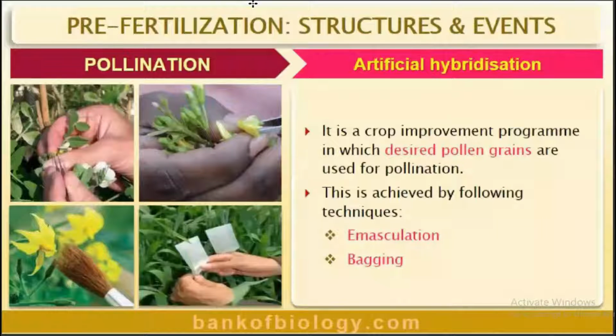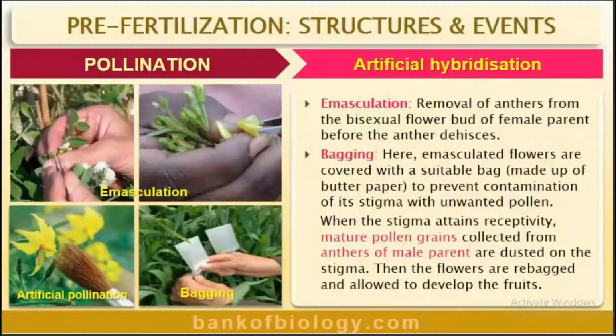Then the two main steps involved in this artificial pollination are: one is emasculation and the other one is bagging. What do you mean by emasculation? Removal of anther from a bisexual flower. What is the purpose? To remove the anther in order to avoid self-pollination.